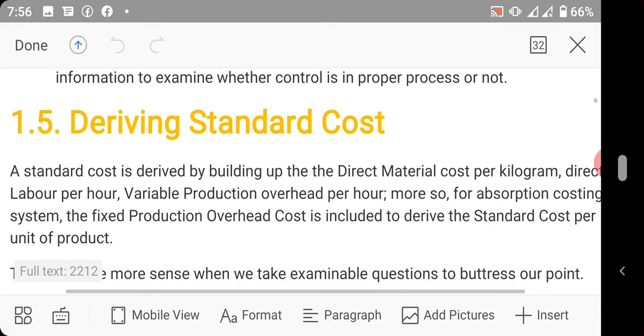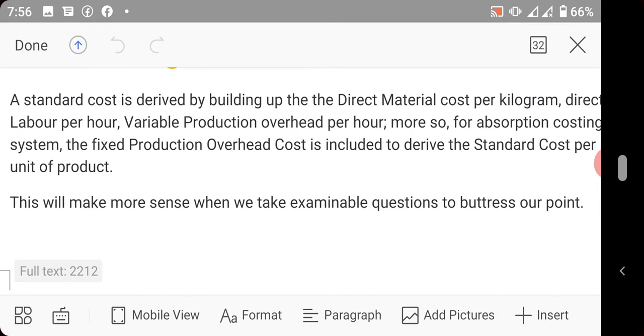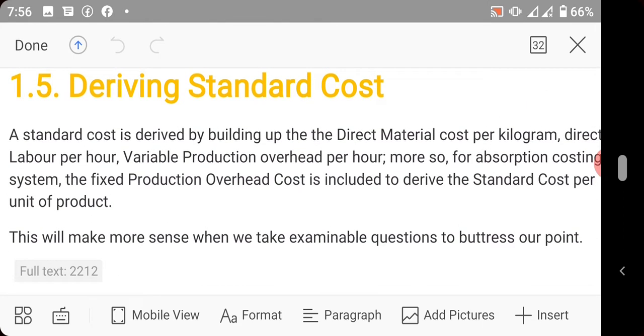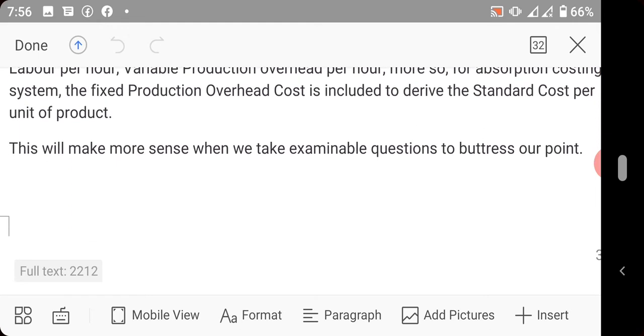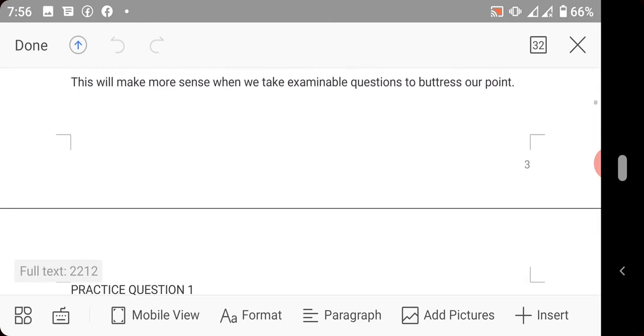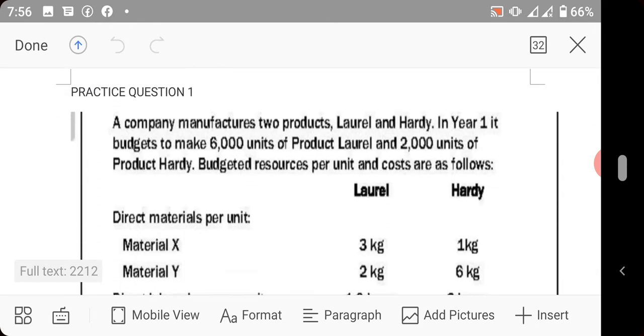How do we derive standard cost? We derive standard cost by preparing a standard cost card. The standard cost card will show the standard cost per unit of material, the standard cost per labor hour, and the standard cost to be absorbed as variable and fixed production overhead. The total of each standard cost will give us the standard cost. So that is how we derive standard cost. I would have presented an illustrative example, but there is no need. Then let's look at it here.